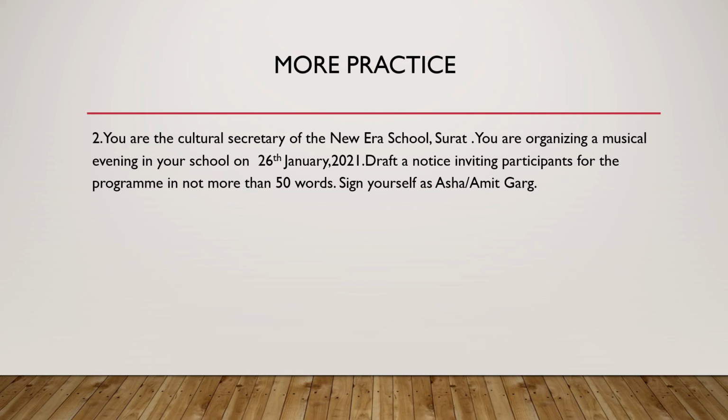And after this, you are going to leave a line and sign as Asha or Amit Garg, because they have given the name. You have to sign as them or as one of them, Asha or Amit Garg. Then below it, write one of these, Asha Garg or Amit Garg, and what is your designation? Cultural Secretary. So in brackets, you can write the Cultural Secretary.